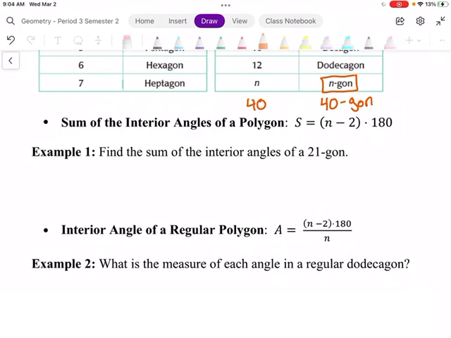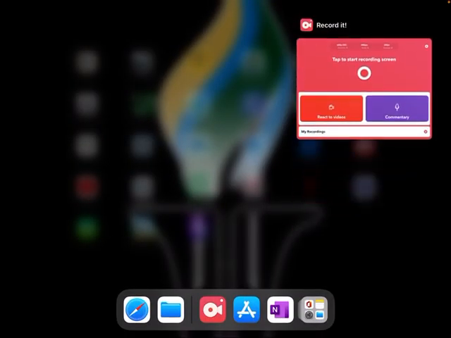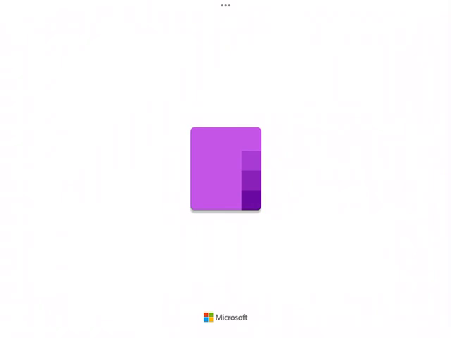Sorry, my one notebook froze. Just got to exit out of it and rejoin it again.